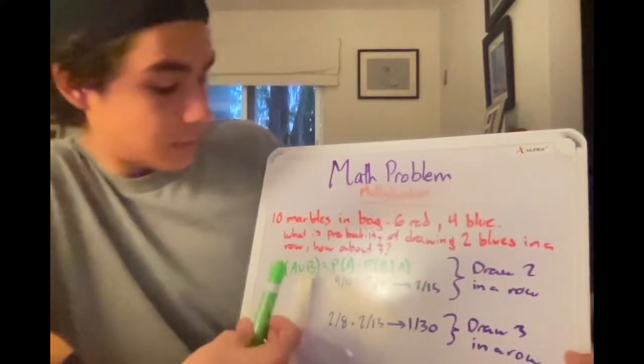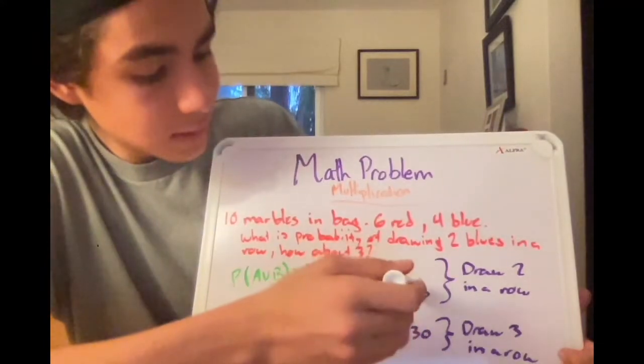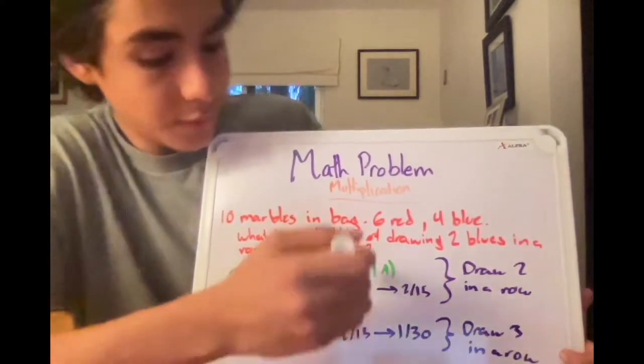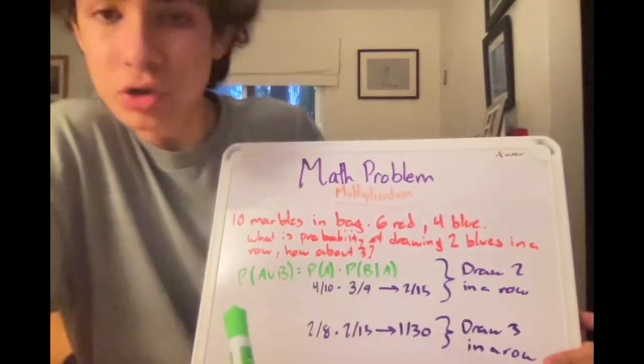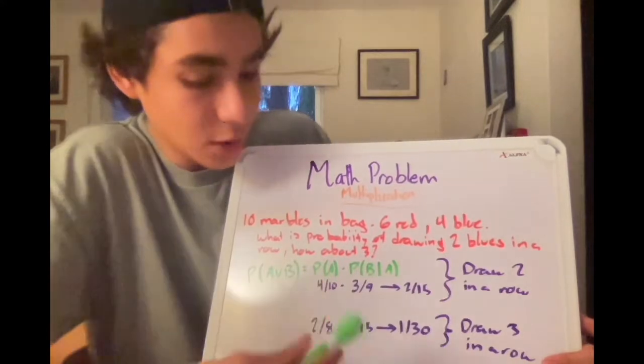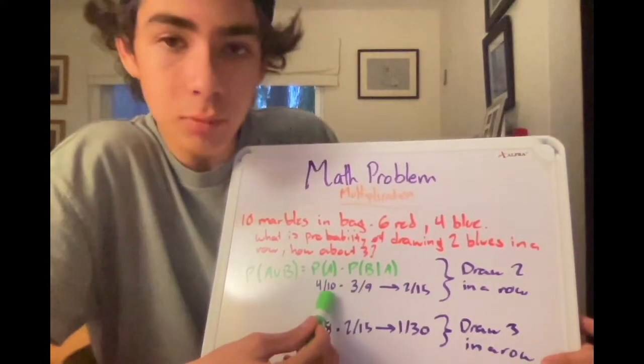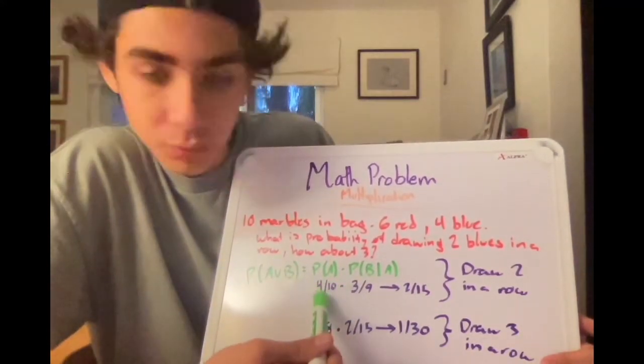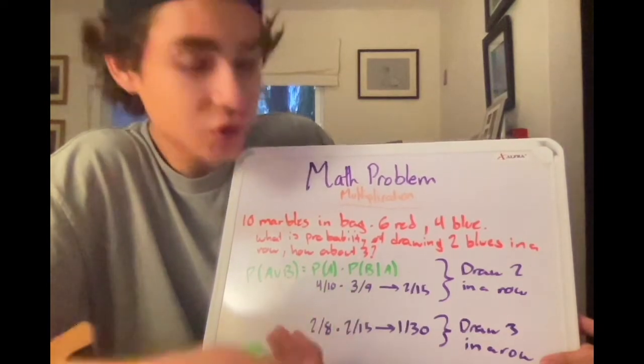First of all, we have this equation. Because this is dependent on the first event, it's going to affect the second probability. Once you have both of them, you just multiply. So, the first probability, of drawing the first marble, is 4 out of 10, because there are 4 blue marbles out of 10 marbles in the bag. You have to multiply that first probability by the second, which is drawing the second marble.